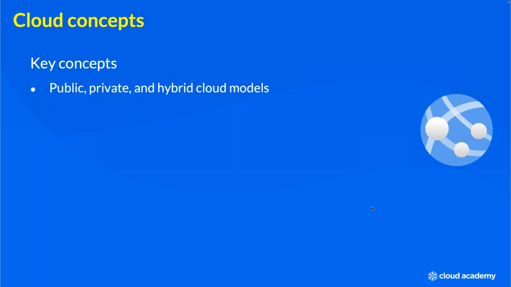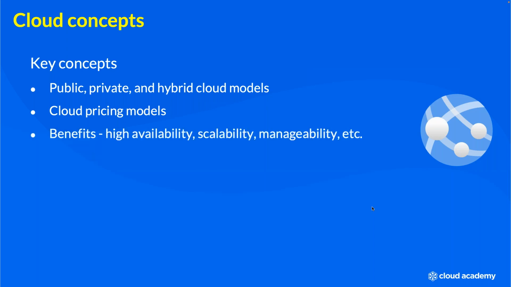Okay, so the first one, cloud concepts. So the key things you need to know here are the difference between public, private, and hybrid cloud models, right? So the public cloud model is Azure, basically. Private is you're doing it entirely on your own premises, and hybrid is some combination of those. Cloud pricing models, the benefits of a cloud solution like high availability, scalability, manageability, all these terms.